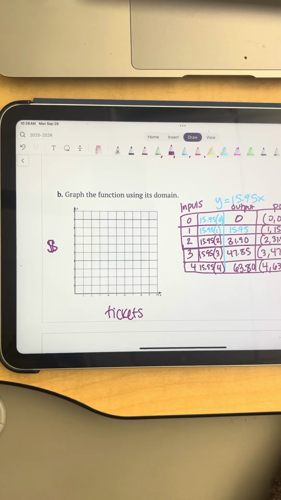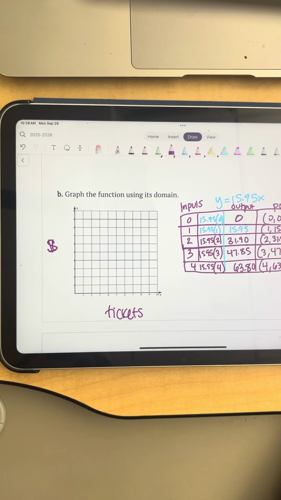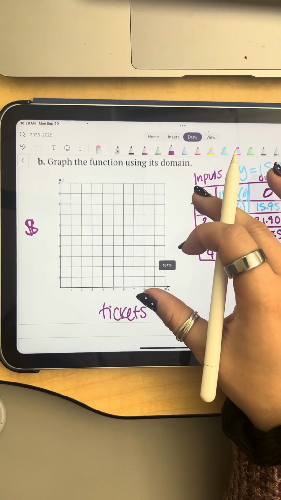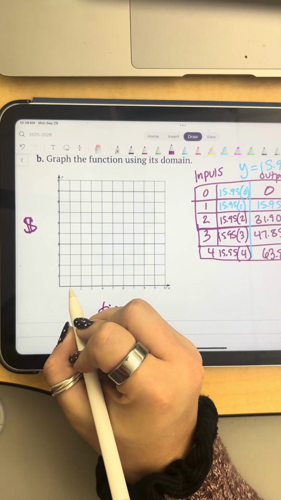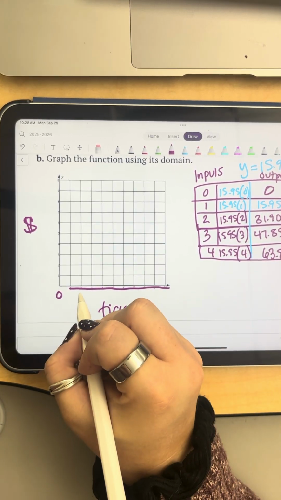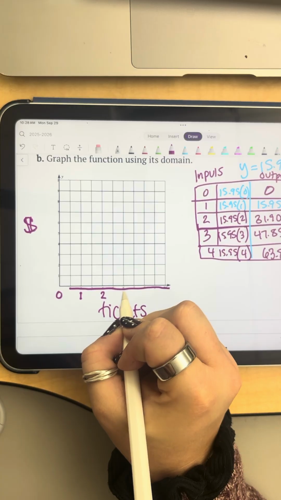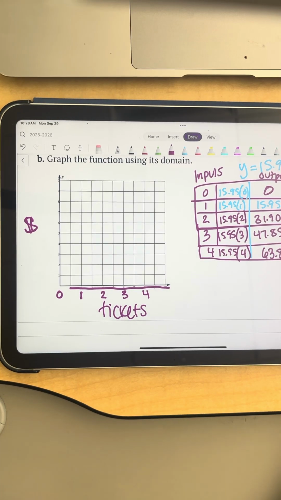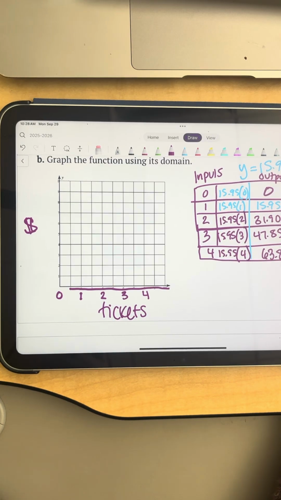Okay, so tickets are decently easy. It only goes up to 4. Depends on how you draw your graph. I'm not even going to use the numbers on here. I got 0 here, and I'm going to skip every single one. So 2, 3, and 4. Okay, so those are the only X's that I can include. It's going to go up by the same amount every single time.